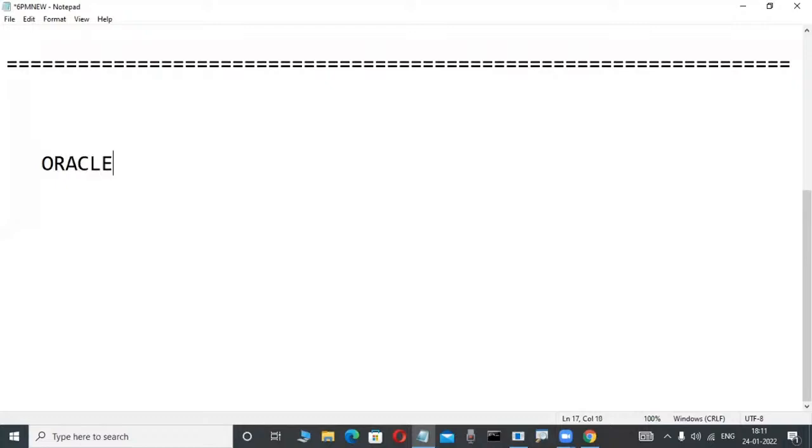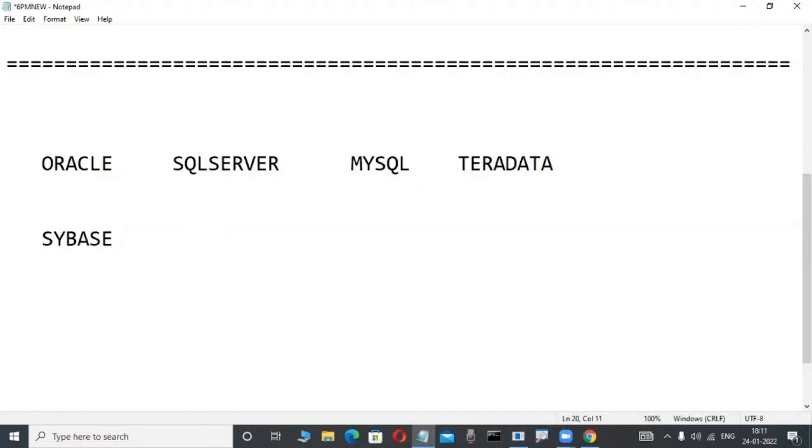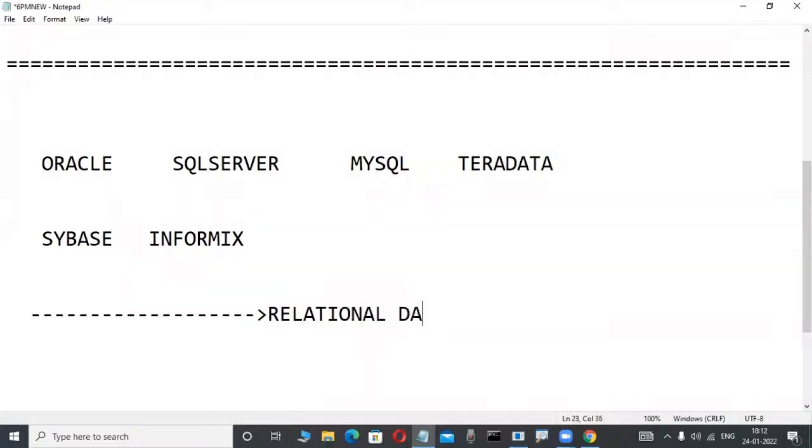Oracle is a product from Oracle Corporation. SQL Server is a product from Microsoft. MySQL is an open source product, which is also now from Oracle. Teradata is a product from NCR Corporation. Sybase is a product from Ingres Software. Like this, so many products are there. All these products are relational databases, implemented based on the relational data model. The relational data model is a concept.